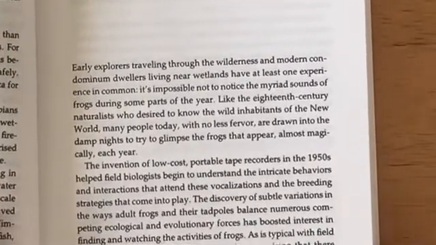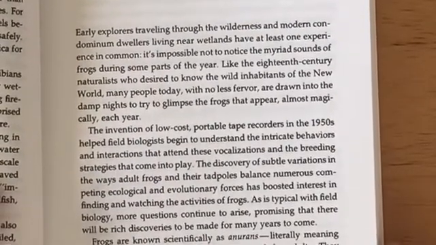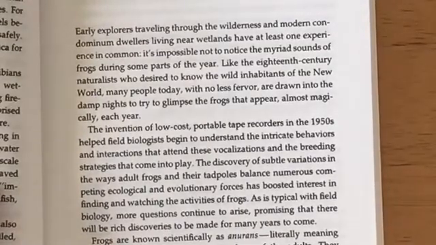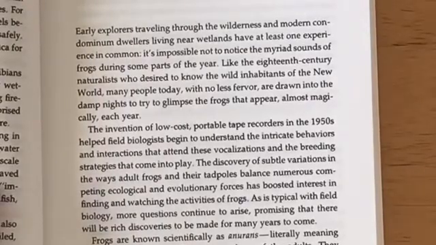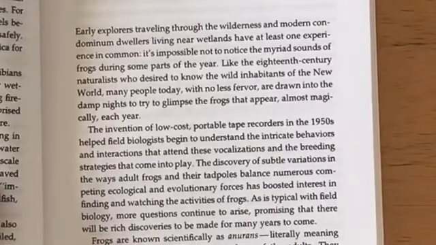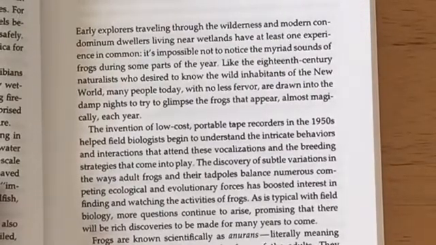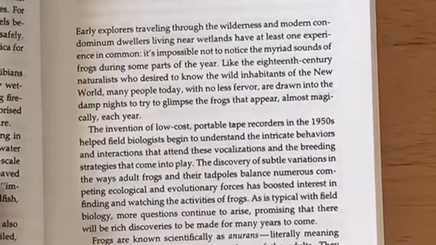The invention of low-cost portable tape recorders in the 1950s helped field biologists begin to understand the intricate behaviors and interactions that attend these vocalizations and the breeding strategies that come into play. The discovery of subtle variations in the way adult frogs and their tadpoles balance numerous competing ecological and evolutionary forces has boosted interest in finding and watching the activities of frogs. As is typical with field biology, more questions continue to arise, promising that there will be rich discoveries to be made for many years to come.